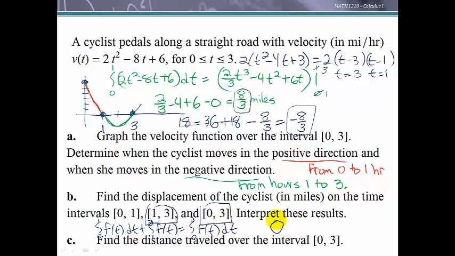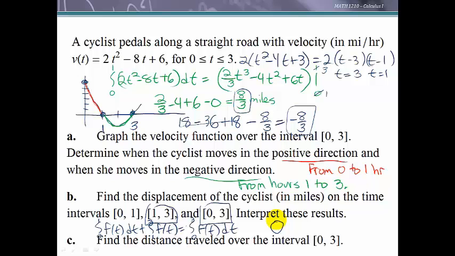Well, what does that mean? That means in the first hour the cyclist went 8/3 of a mile in the positive, to the right direction, and then from hours 1 to 3 the cyclist went 8/3 of a mile to the left in the negative direction, essentially back where she started. So we get 0 for the integral because the displacement is 0. If you asked where is she at time t1, and where is she at time t2?